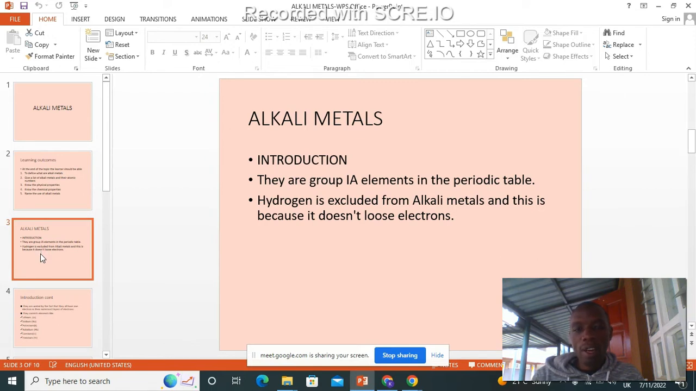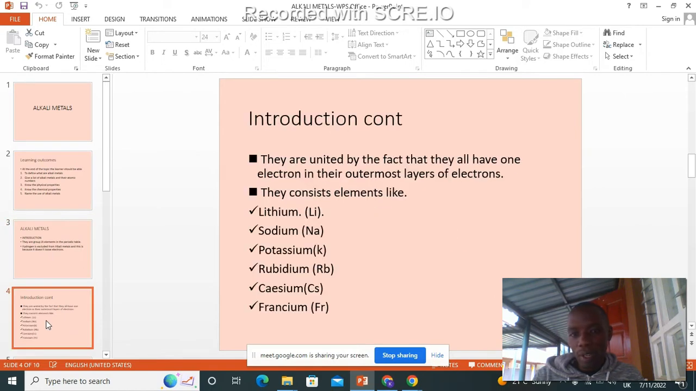So to start with the introduction, we are going to see what the alkali metals are. We can say they are group 1A elements in the periodic table. So when you are focusing on the periodic table, they are found in group 1A, that is the first column. Hydrogen is excluded from these alkali metals, or group 1, because it doesn't lose electrons. In our next slide, we are going to see some examples of these group 1 elements.